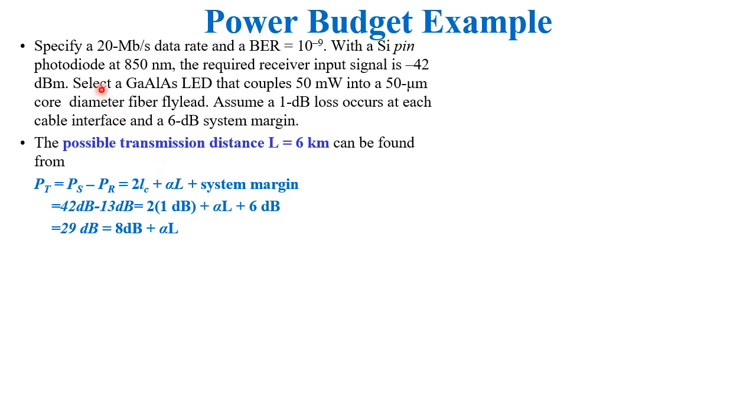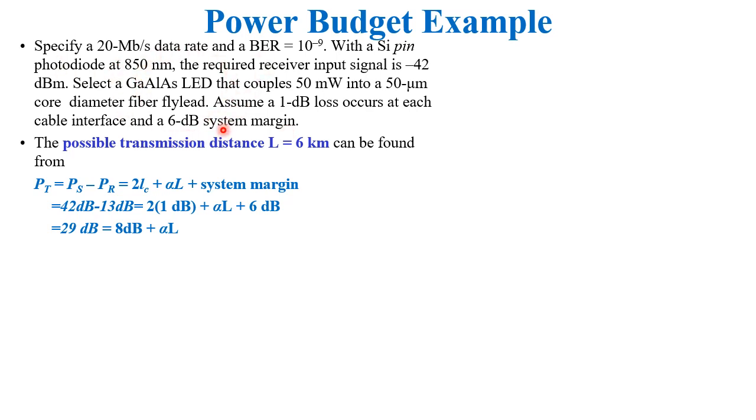Say for example, I'm considering this kind of problem. Specify a 20 megabits per second data rate and a bit error rate of 10 power minus 9. With a silicon pin photodiode at 850 nanometer, the required receiver input signal is minus 42 dBm. Select a gallium aluminum arsenide LED that couples 50 microwatt into a 50 micrometer core diameter fiber flyhead. Assume a 1 decibel loss occurs at each cable interface and a 6 decibel system margin. So this is the consideration.